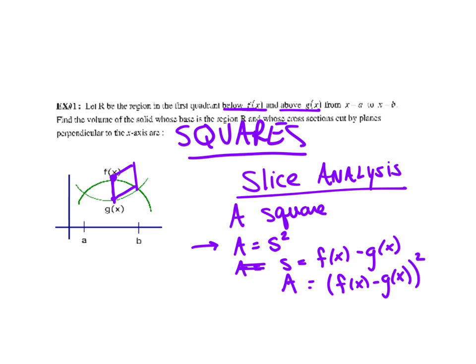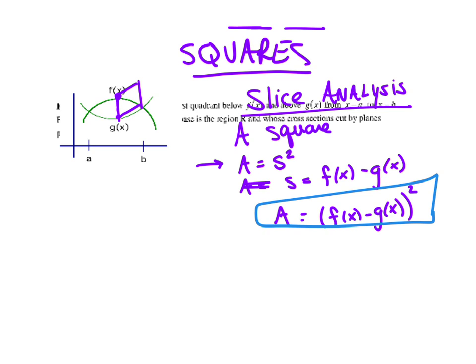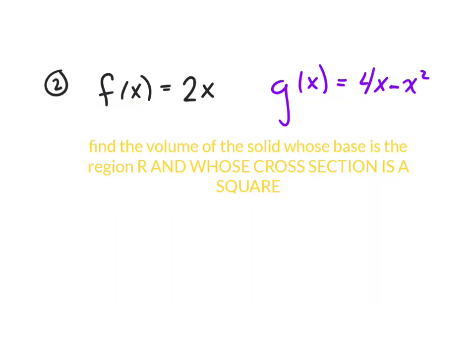Okay, now, volume is simple. Volume, like we've said, is just the integral of area. Area this time happens to be this function right here. So to write my volume formula, I'm just going to move that up. Volume equals the integral of area, which according to this is the integral of f of x minus g of x squared dx, from lowercase a to b. And there you have our slice analysis for this square.